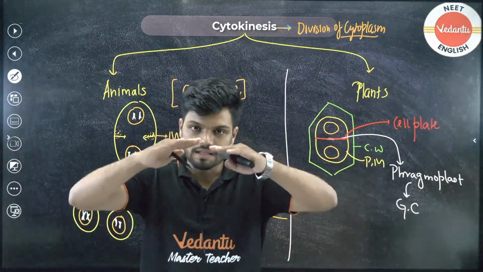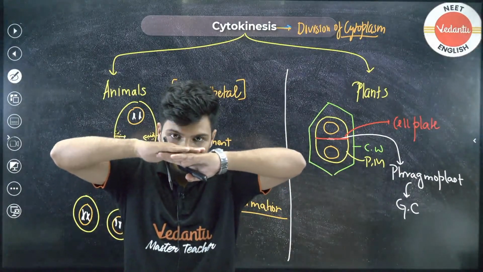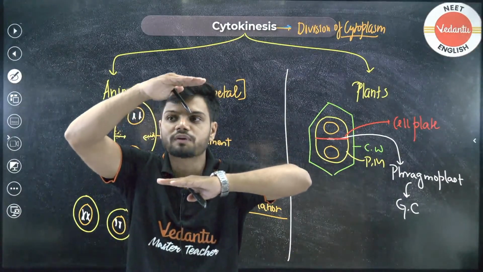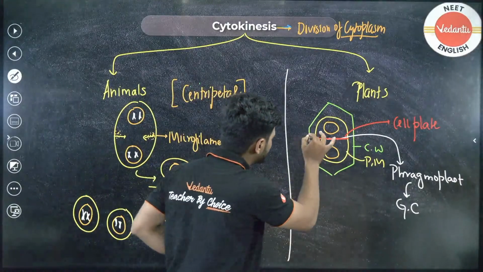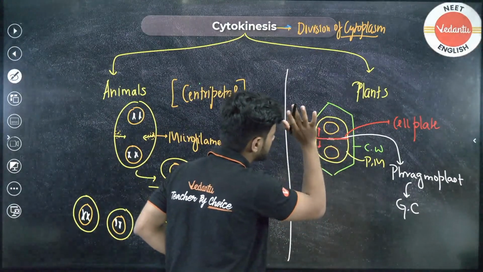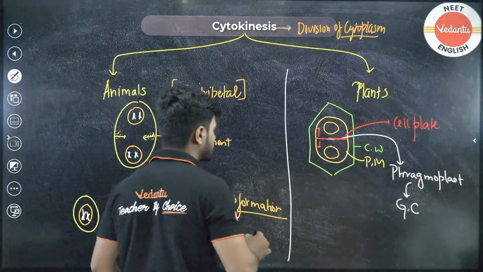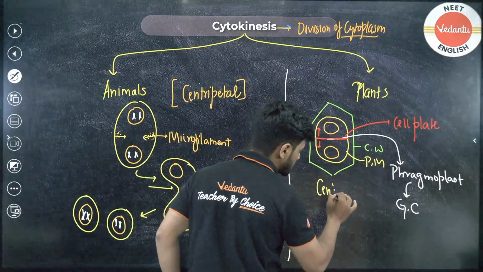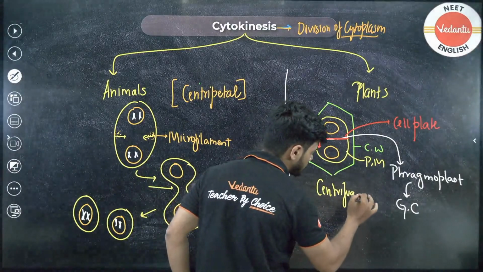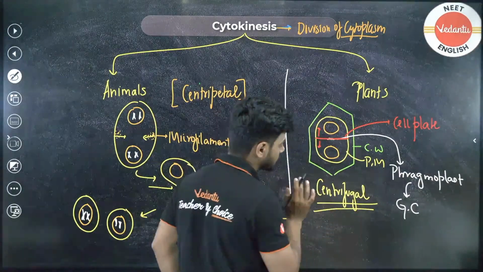Now cell plate formation has happened. From inside, the two cells will divide, from here like this. It will divide. That is called centrifugal division. It is centrifugal in nature.